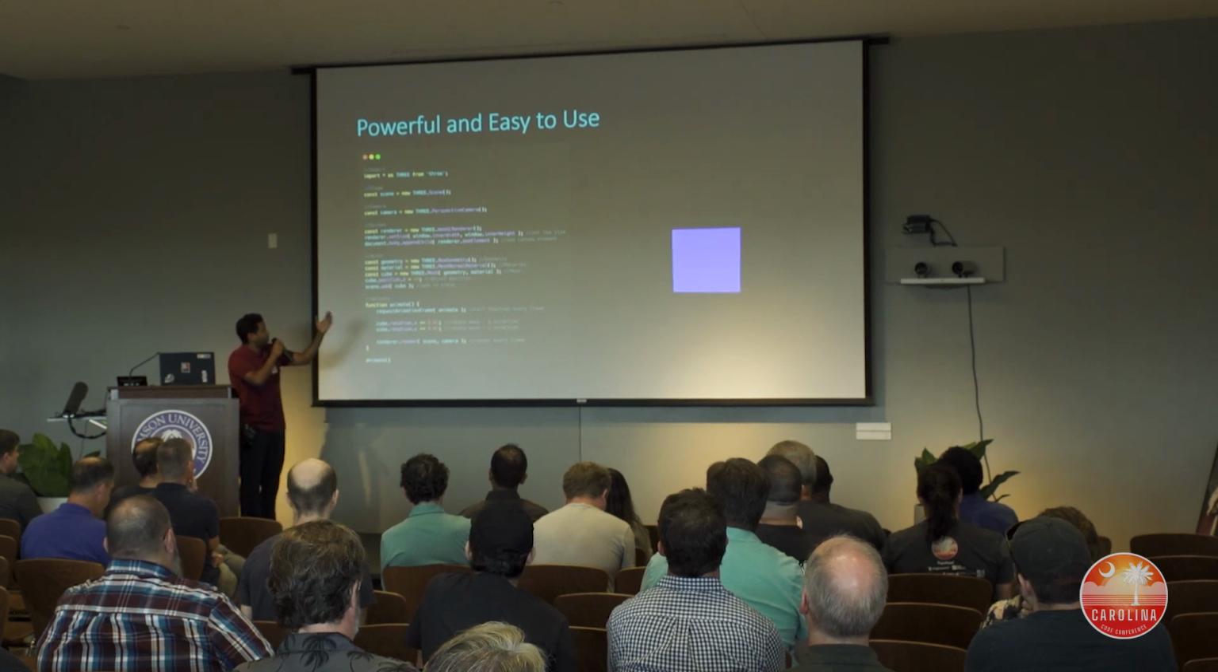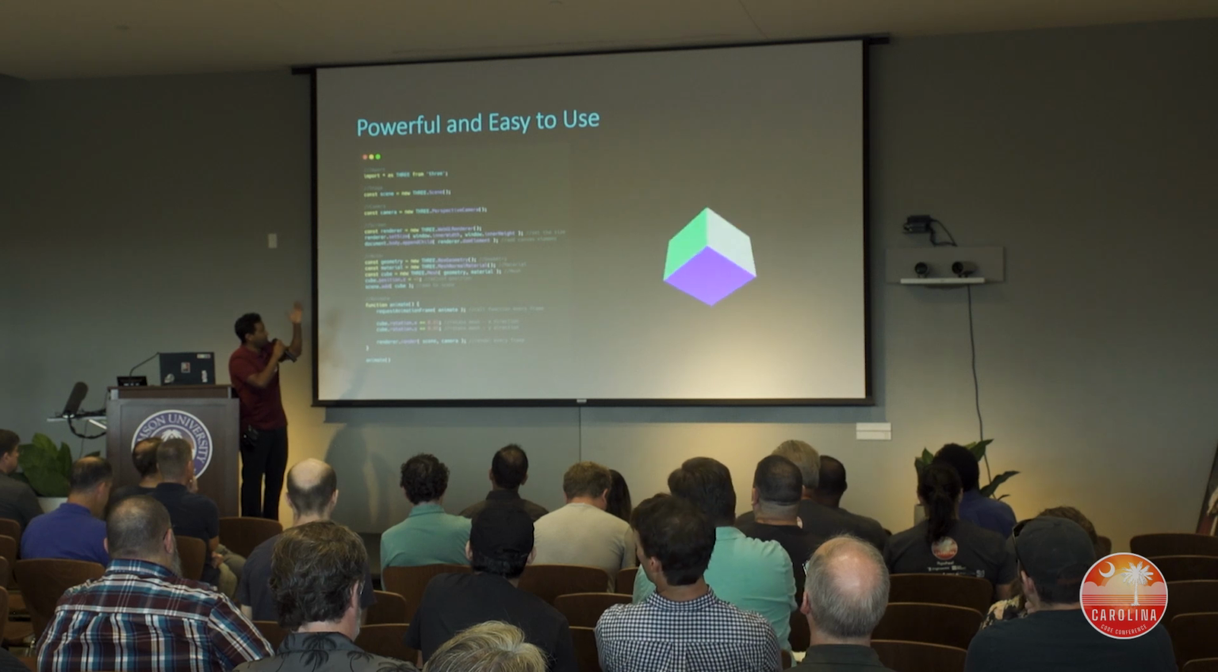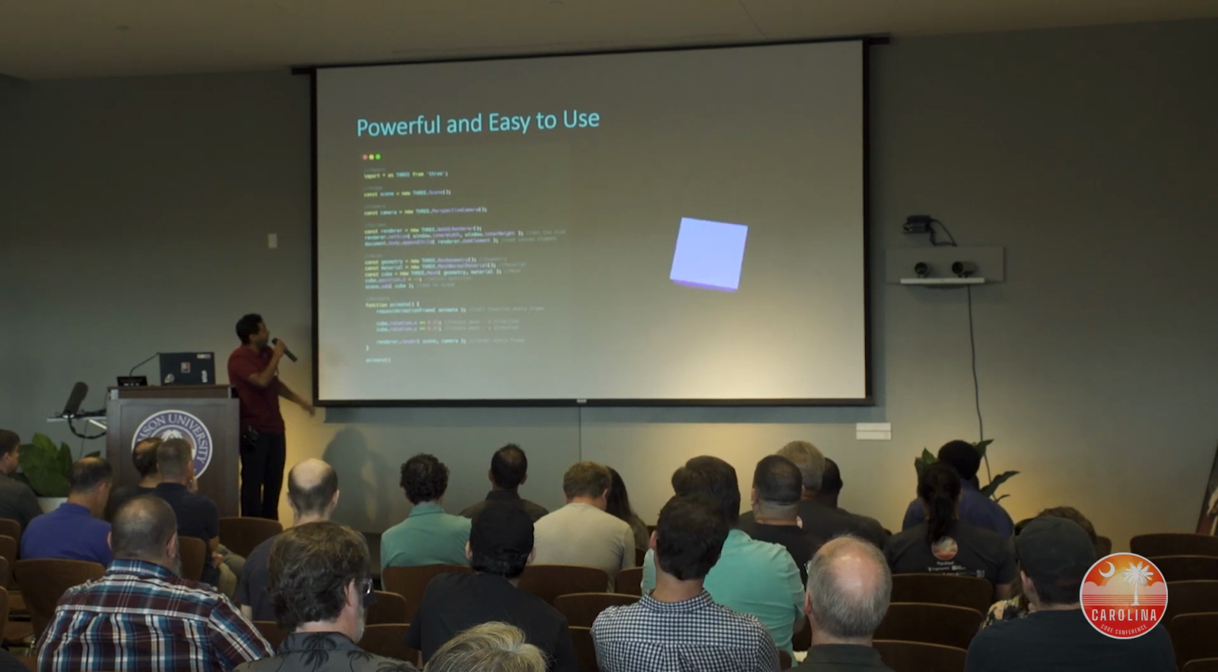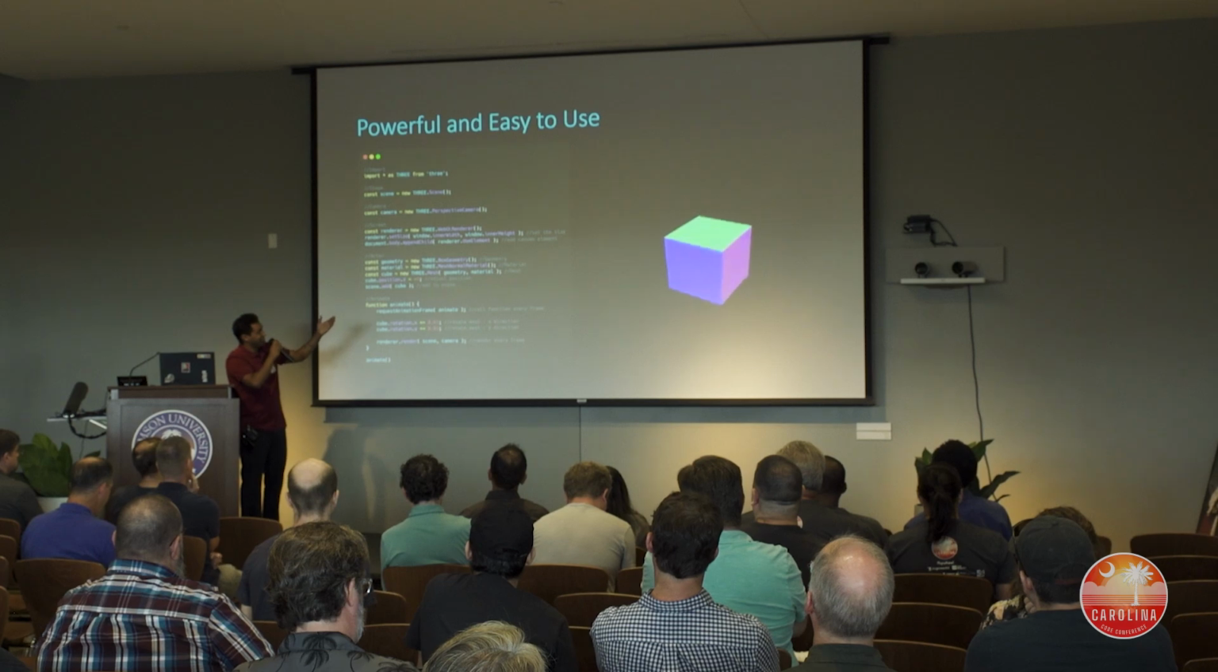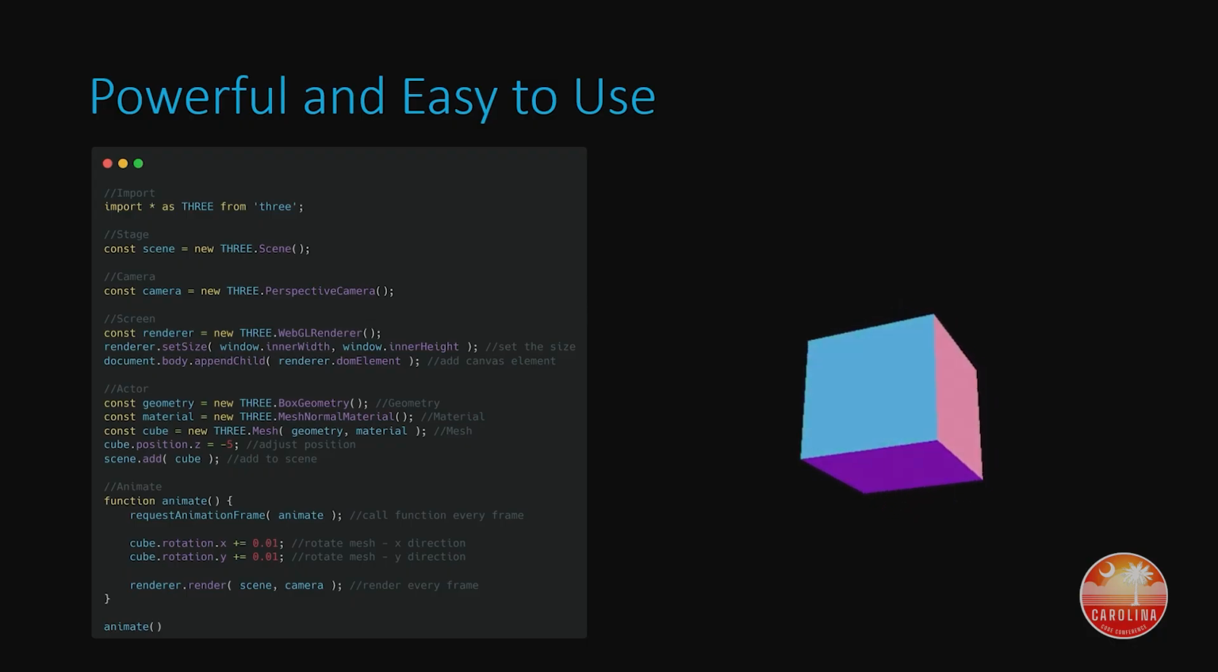And you have a screen, and this one is going to be your WebGL renderer, and you set the size of the renderer, and in this case it's the full viewport, and you add the DOM element to the body. WebGL uses the canvas element, and that's the only way it works. And our actor here is the mesh, which is the cube.